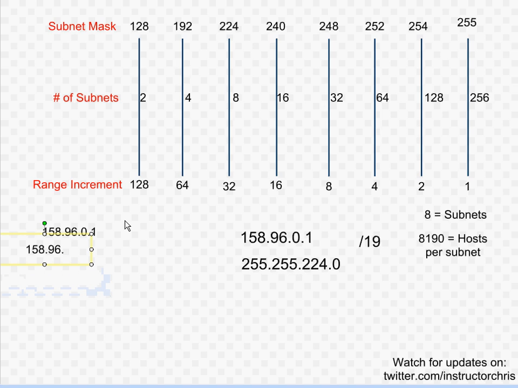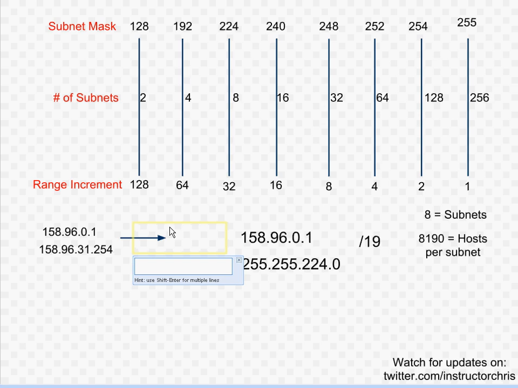158.96. Now you have to figure out what incremental value you're moving in. So as I said, you're going to look at the magic number, which is 224, come up here, come all the way down. We're moving in increments of 32. So that number is actually going to be 31.254. Now the reason it's that is because remember we started with 0. We did not start with 1. So you're ending on 31. Now if you do the math, you'll actually find that that is 32 numbers right there. And that is going to be subnet number 1.